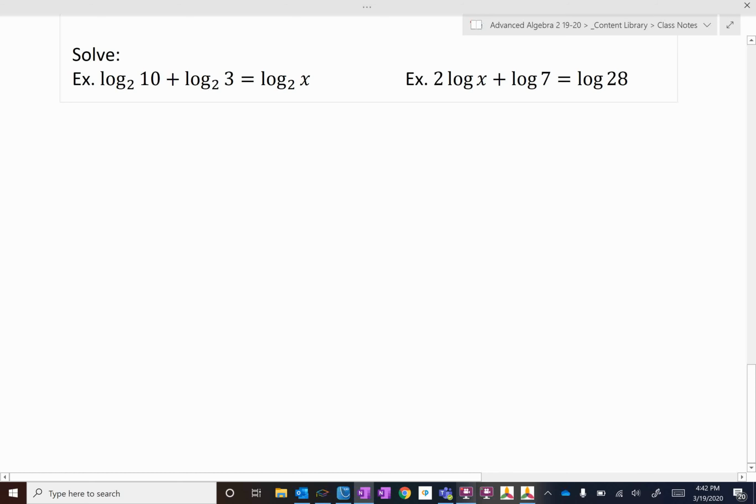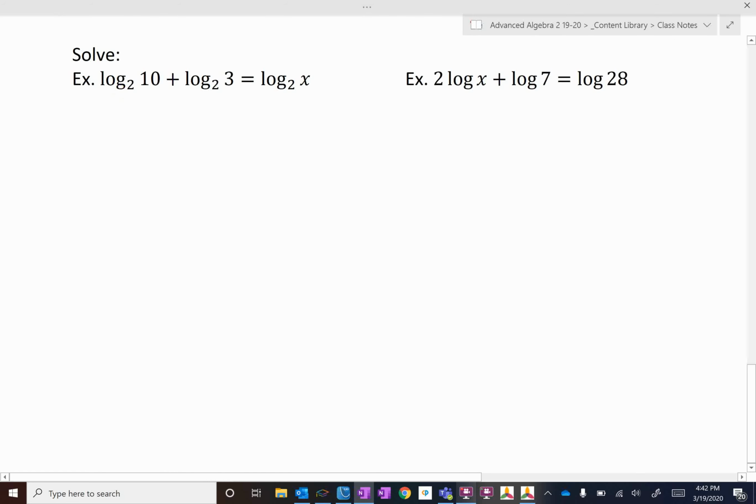Alright, so let's continue on using our log rules here to solve a couple of simple equations involving logarithms. A couple of actually very simple logarithmic equations. We're going to look at this in a little more depth in section 6, but here's just a couple basic ones to get us the idea.